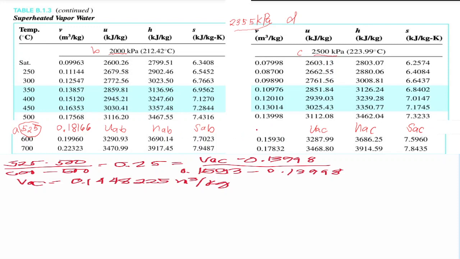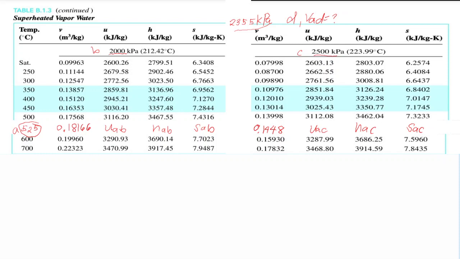So that means this is 0.1448. So the two values are given, and we want to find, say, VAD, which means the specific volume at 525 degrees Celsius, which is A, and 2355 kilopascal, which is D. So now the interpolation happens vertically.